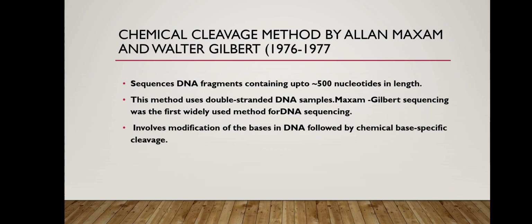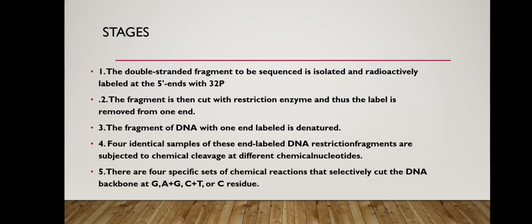First method, the chemical cleavage method. It sequences DNA fragments containing up to 500 nucleotides in length. This method uses double-stranded DNA samples. Maxam-Gilbert sequencing was the first widely used method for DNA sequencing. It involves modification of the bases in DNA followed by base-specific chemical cleavage.